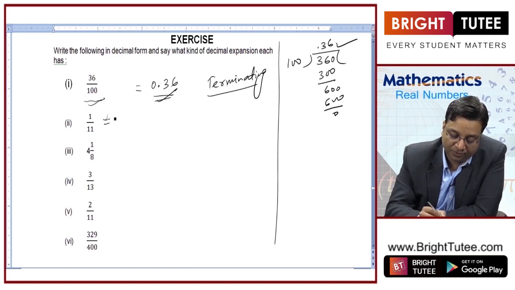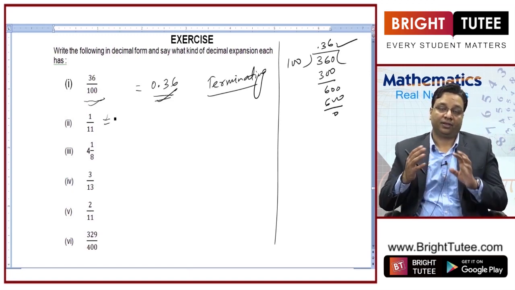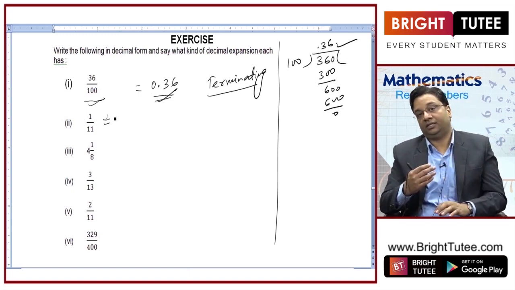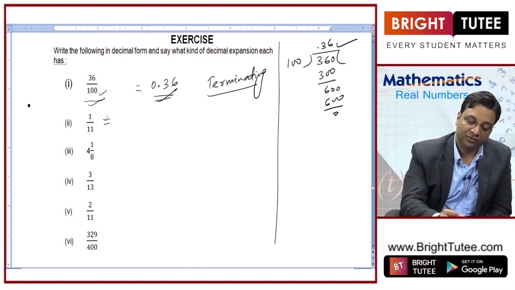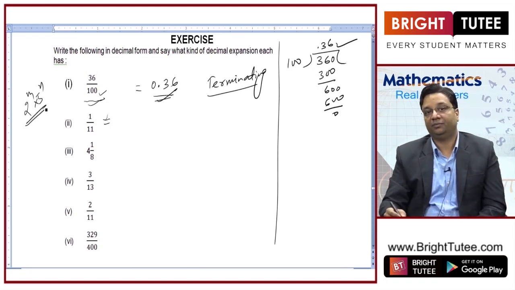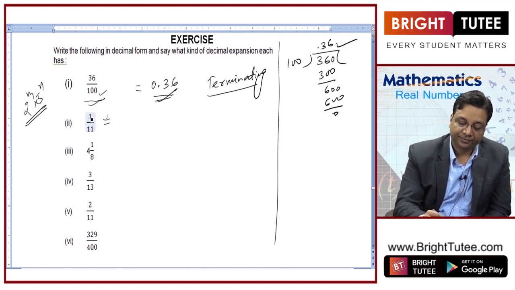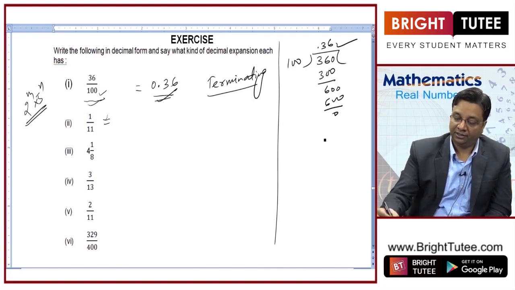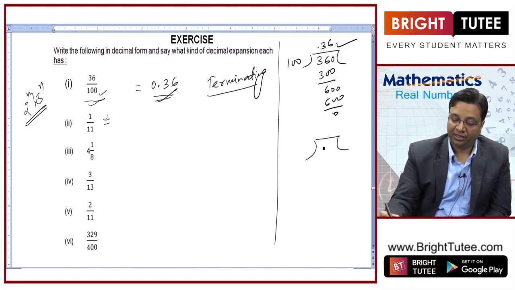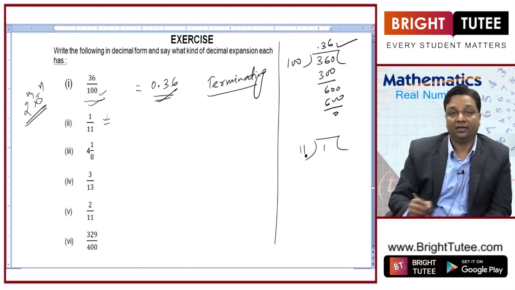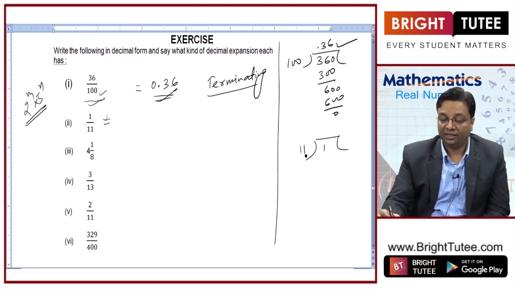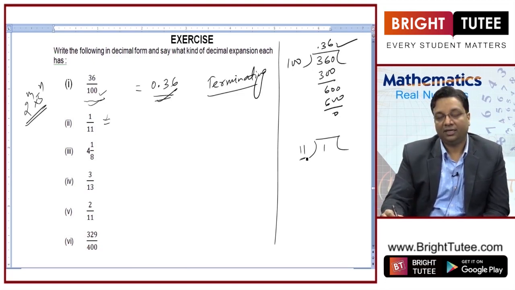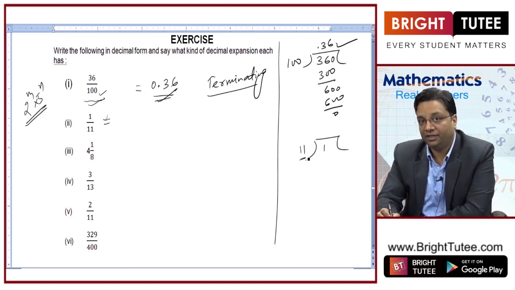And this also verifies our observation that the numbers having denominators of the form 2 raised to power m into 5 raised to power n will have terminating type of decimal expansion. Now, look at this 1 by 11. From our observation it will not be a terminating type of decimal expansion, it will keep repeating and the repeating block will obviously be less than 11 digits, right.